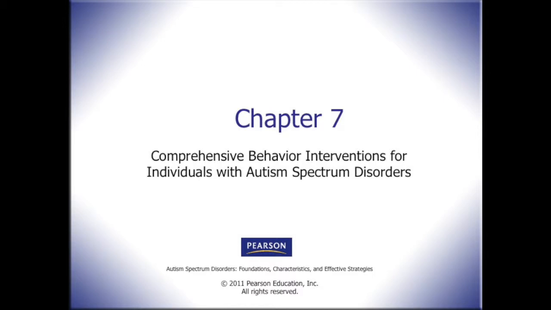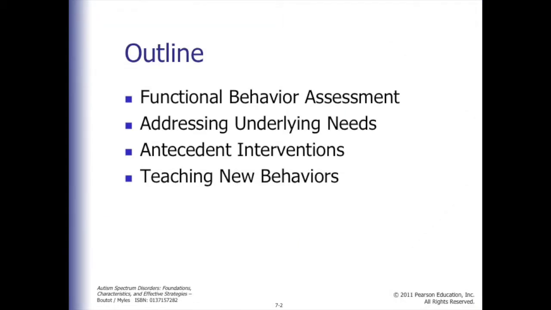In this lecture, we're going to talk about Chapter 7 from the Autism Spectrum Disorders Foundations, Characteristics, and Effective Strategies textbook. And this chapter is on comprehensive behavior interventions for individuals with ASD. Here's just a brief overview of the topics we're going to cover in this lecture.